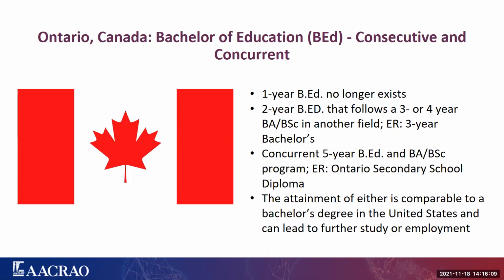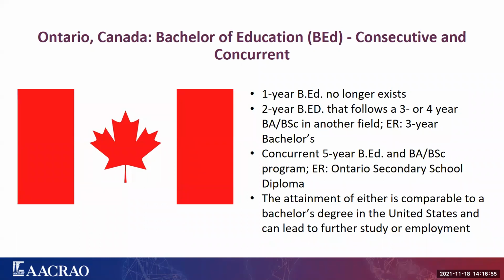The consecutive Bachelor of Education model represents 4 semesters of study, or 2 years, beyond a minimum of a 3-year bachelor's degree. Our credential advice for the consecutive Bachelor of Education is that it is comparable to a bachelor's degree here in the United States. So what you will probably see is a holder of a 3-year bachelor's degree followed by a 2-year Bachelor of Education degree. The Bachelor of Education itself will represent completion of a program that's comparable to a US bachelor's, so the 2 combined.